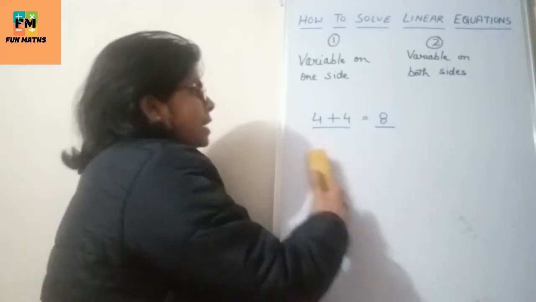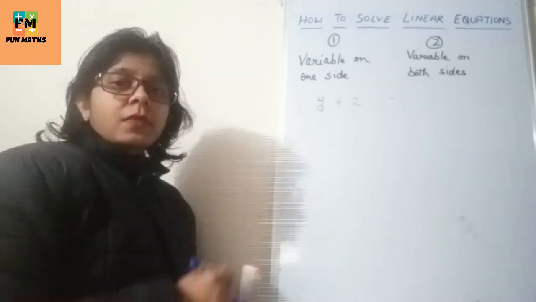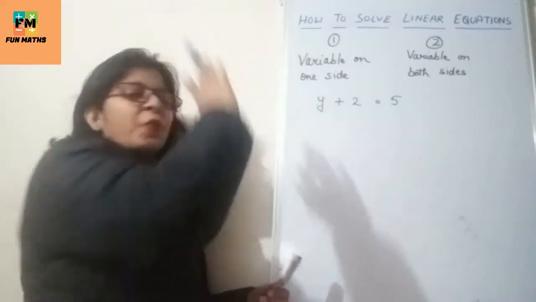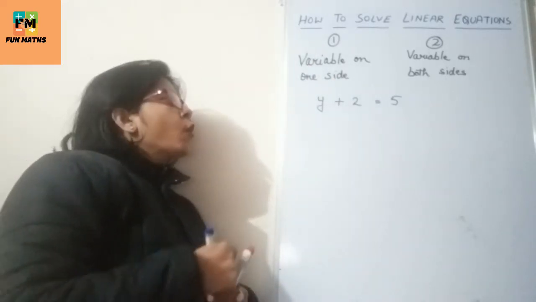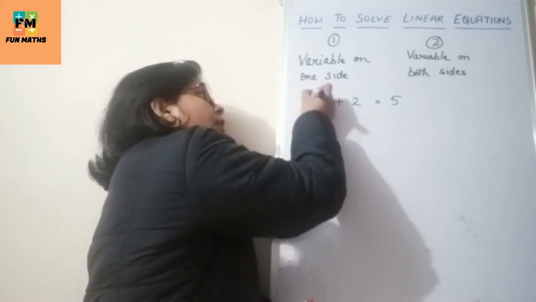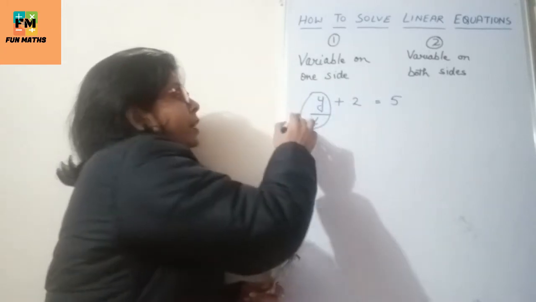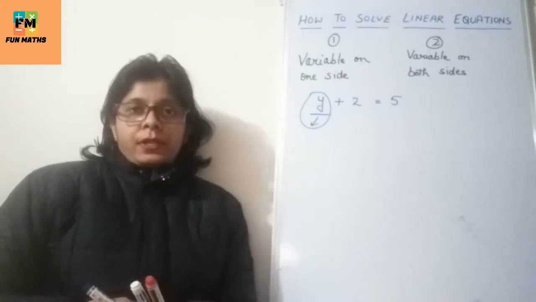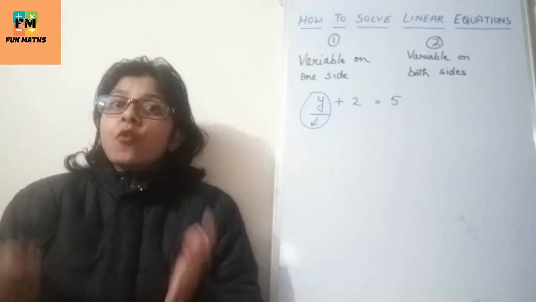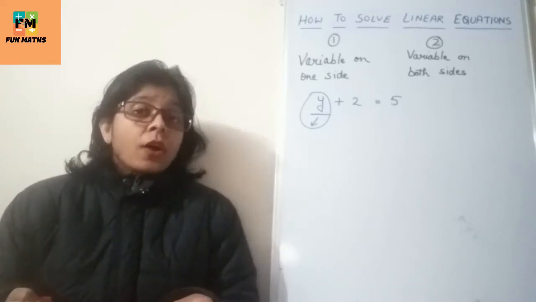So now let's start with how we can solve equations. Here is the equation I wrote for you to solve: y plus 2 is equal to 5. Let's understand how we can find the value of the unknown variable, which is y here. We have to find the value of this variable. As I told you, an equation is like a weighing scale, so we have to keep a balance on both sides.